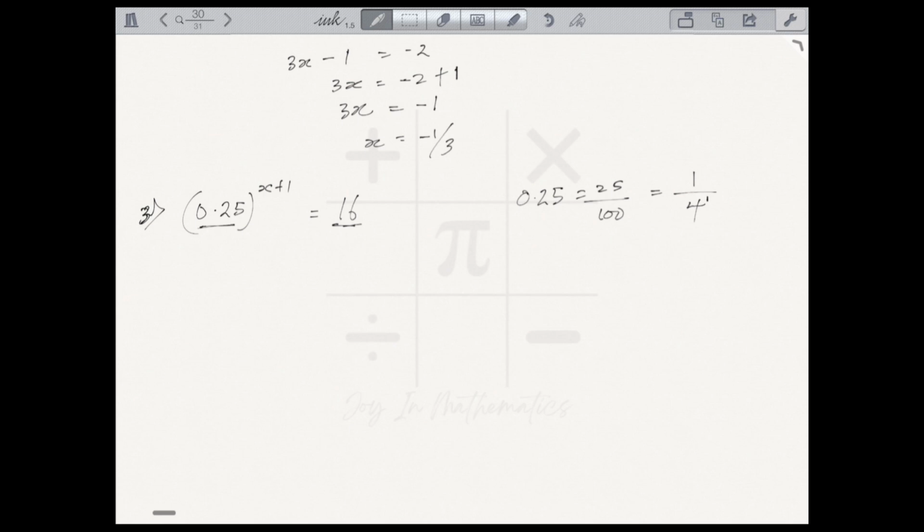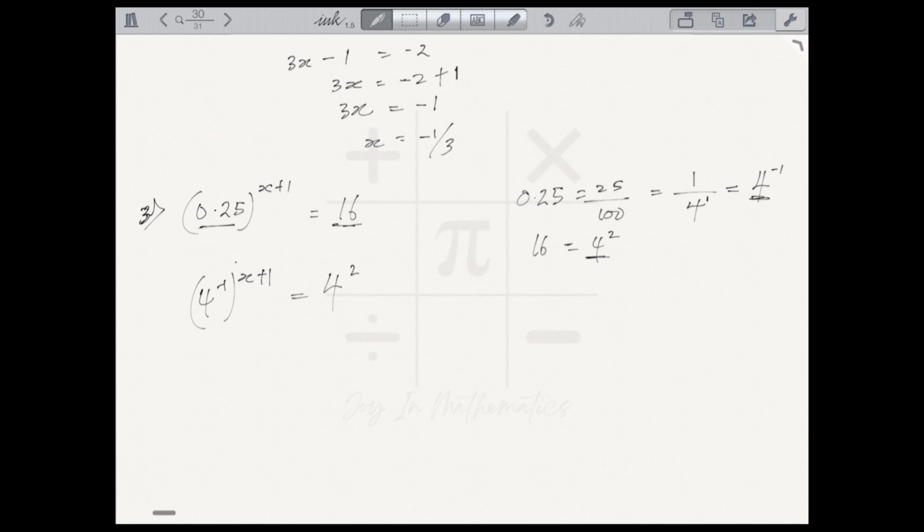And when we apply the laws of indices, that's the fractional law, we can say this is 4 raised to power minus 1. 16 is simply 4 raised to power what? 2. So yes, we can apply the base of 4. So let's change 0.25 to 4 raised to power minus 1, x plus 1, and let's change 16 to 4 raised to power 2.